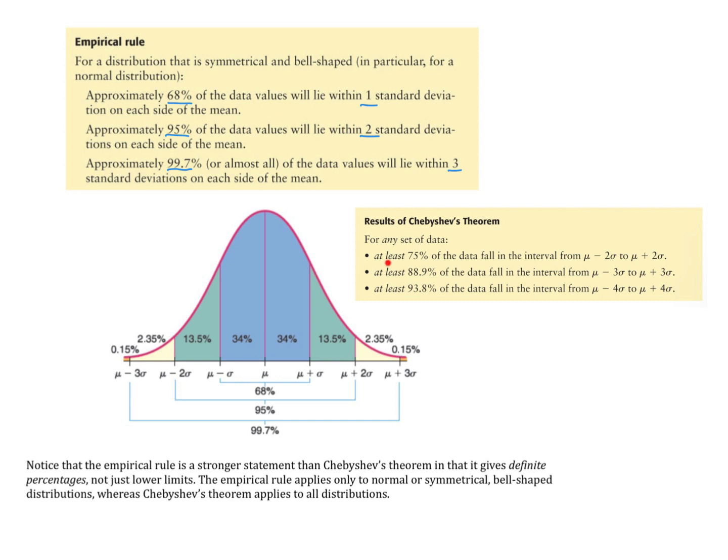It stated that at least 75% of the data fell within 2 standard deviations of the mean. But with the empirical rule, if the data is normally distributed, 95% of the data is within 2 standard deviations of the mean. Chebyshev says 88.9% of the data falls within 3 standard deviations of the mean, but for normally distributed data, 99.7% falls within 3 standard deviations of the mean. So it's definitely a stronger statement and more specific, but only applies to normal distributions.